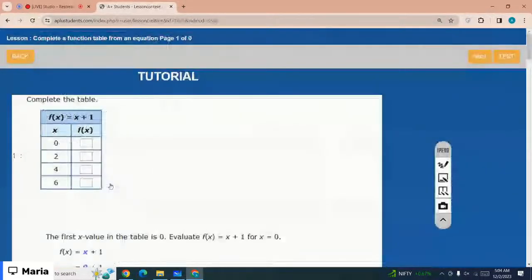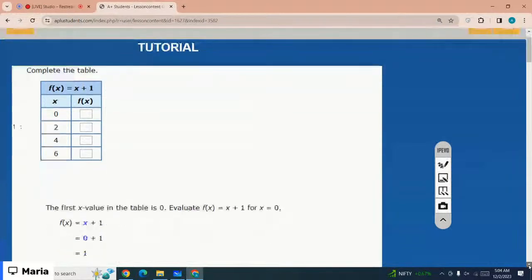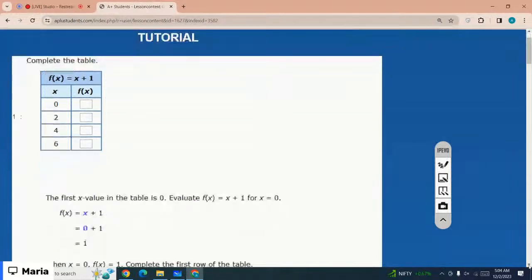Okay, complete the table. You are given the equation, that is f of x equals x plus 1. You have to find the values of f of x for x equals 0, 2, 4 and 6. So basically, what you have to do, you have to evaluate the values of x in the function one by one, right? You can see here x is 0. So just replace the x with 0. So it will be 0 plus 1 equals 1.